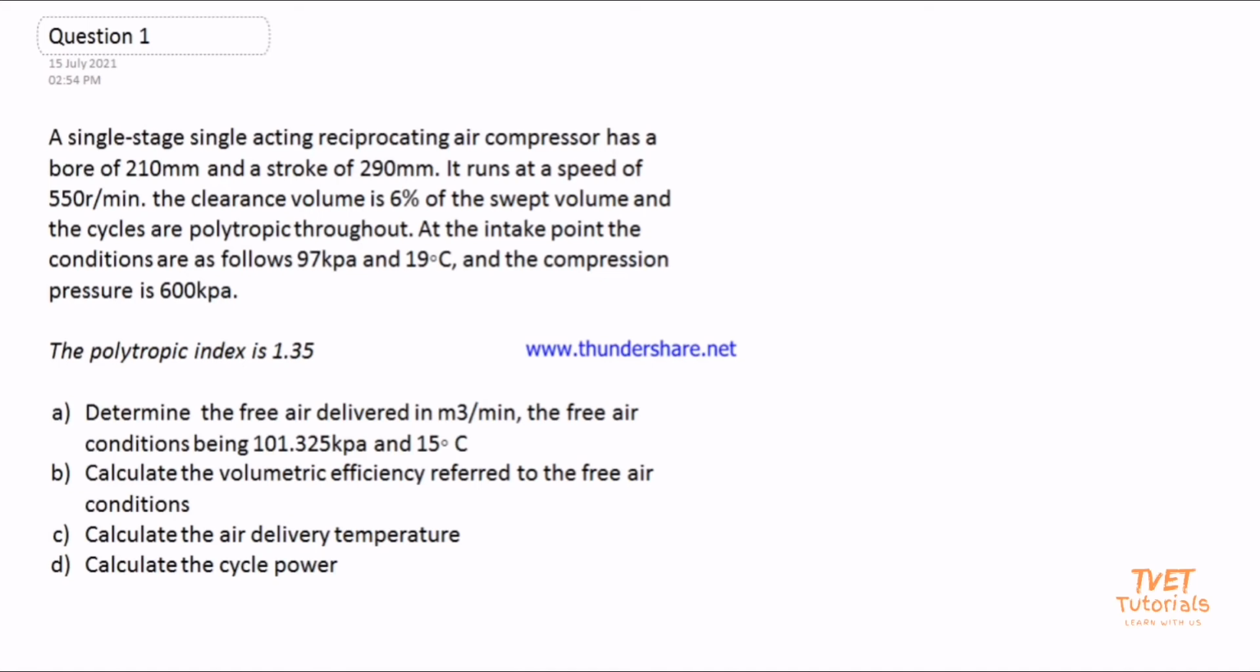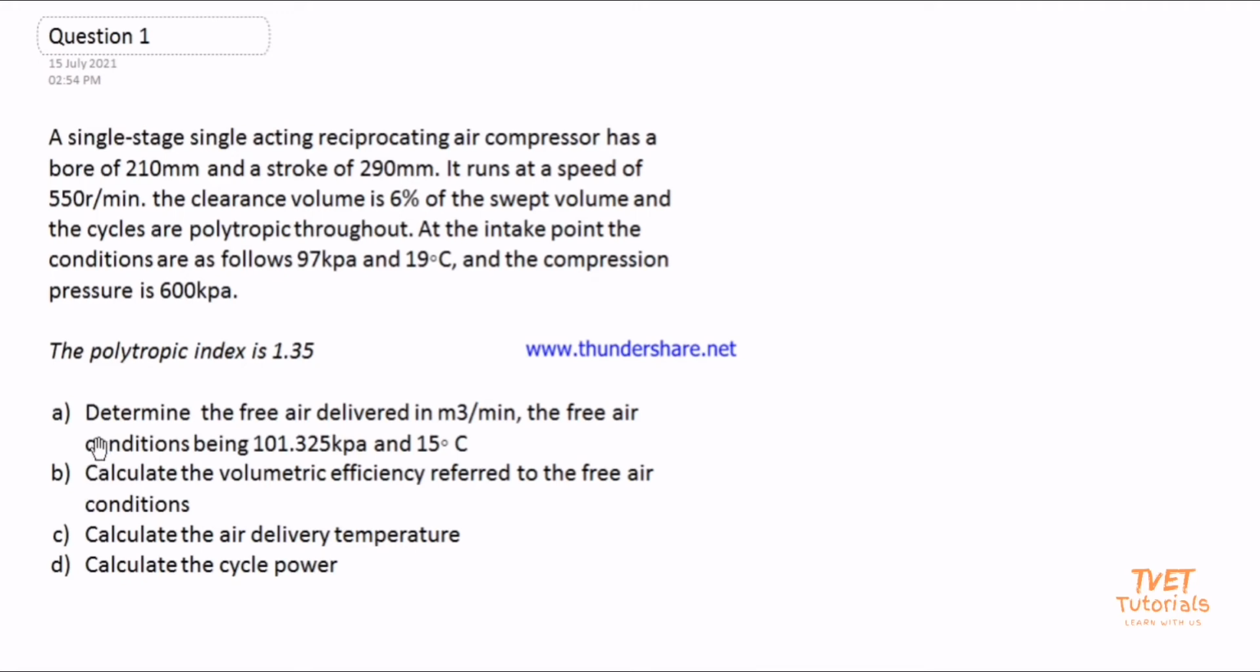At the intake point, the conditions are as follows: 97 kPa and 19 degrees Celsius. These are the conditions at the inlet or the intake, and the compression pressure is 600 kPa. This is the delivery pressure. And then they said the cycles are polytropic throughout, which means the compression and expansion index is 1.35.